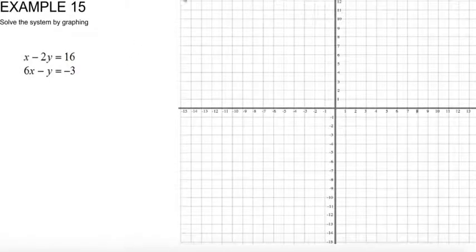System by graphing. Notice both equations are in standard form. We have to get them in slope-intercept form in order to graph. So I'm going to rewrite the first equation first.